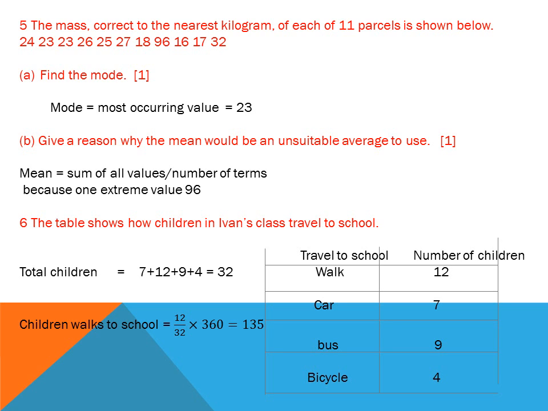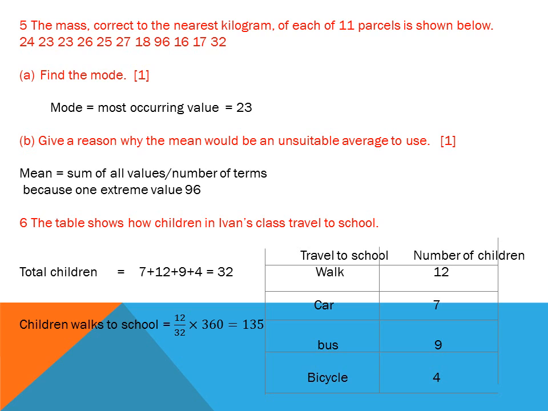The mean is equal to the sum of values over the number of terms, it means the total number of terms. Because one extreme value 96 lies there, but all other values start from 16 and rise toward the maximum value of 32. But 96 is a very large value. So it is not suitable here.